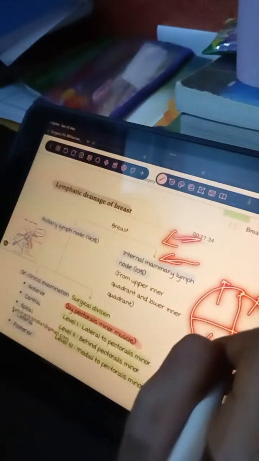And internal mammary lymph nodes, which drain the 10%, are from the upper inner quadrant and lower inner quadrant. So if it is a breast, we have upper inner, upper outer, lower inner, lower outer. Here it is sternum. So this part will be drained into internal mammary lymph nodes, and the remaining will be axillary lymph nodes. Okay.